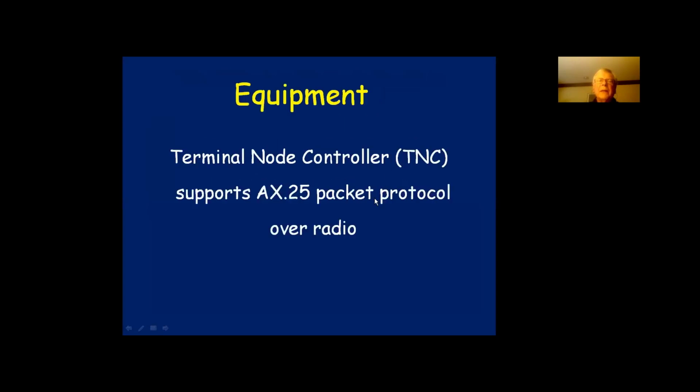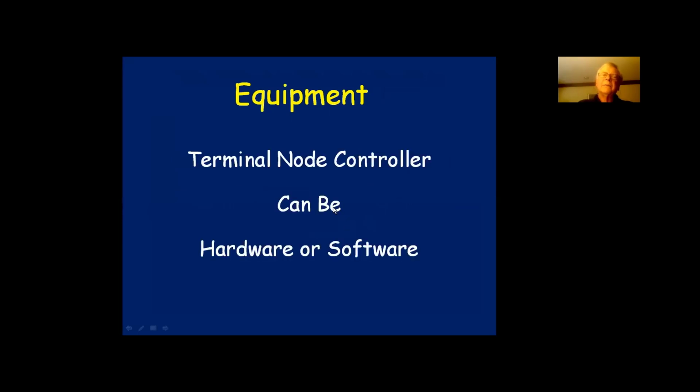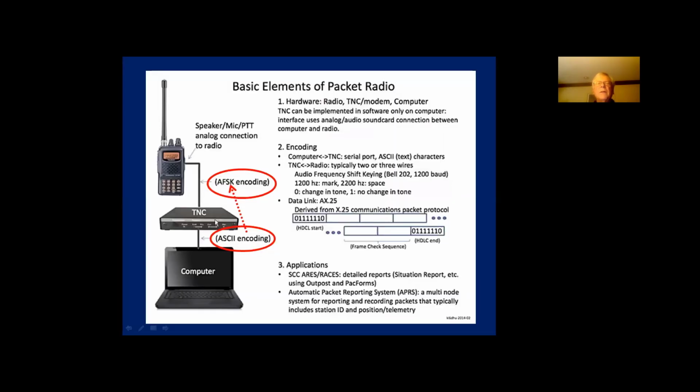I'll skip over that. The equipment you need for this is basically a terminal node controller in addition to your radio and computer. And these TNCs can be either hardware TNCs or software. The role of the TNC is basically to convert the ASCII coding that comes out of the computer into audio tones that can be broadcast over radio. That's the basic role of the TNC.